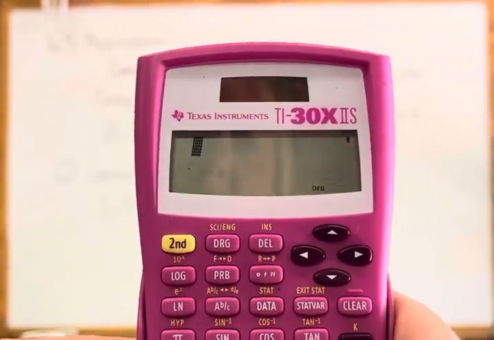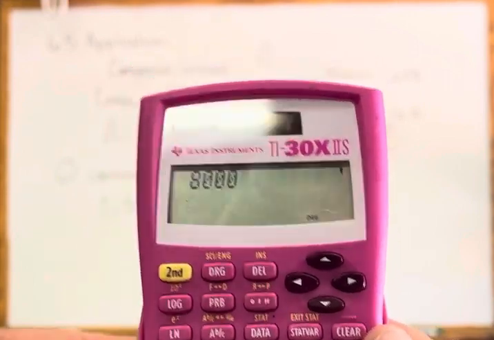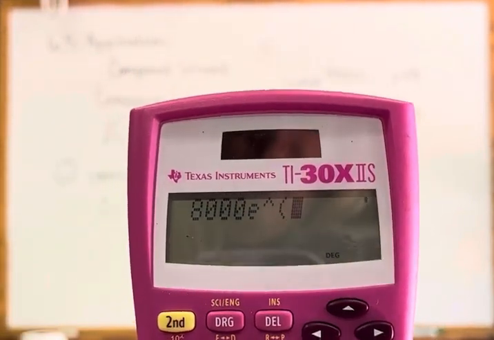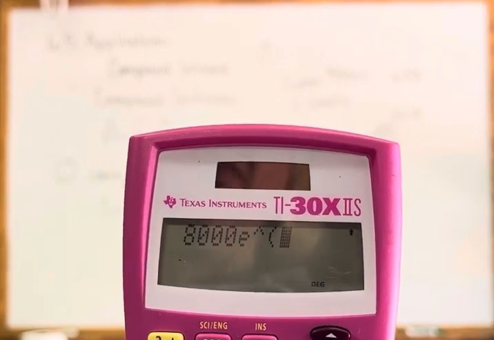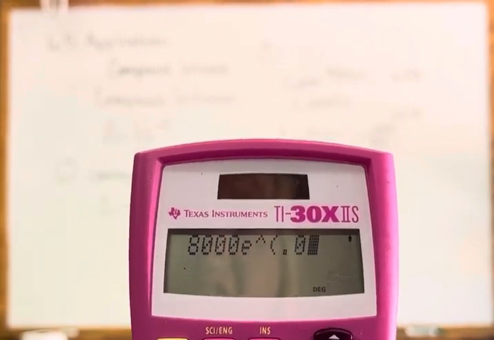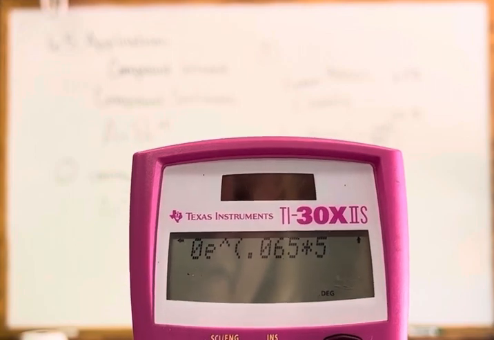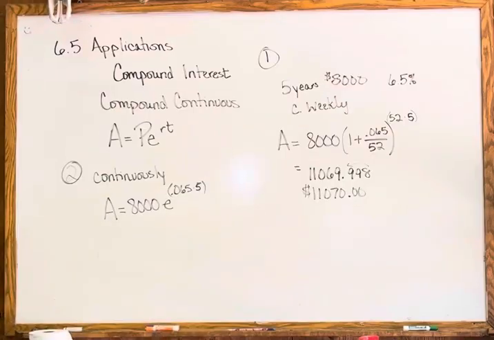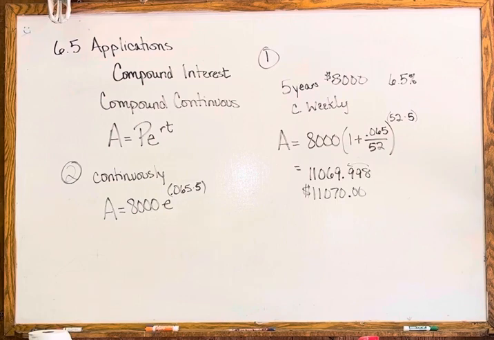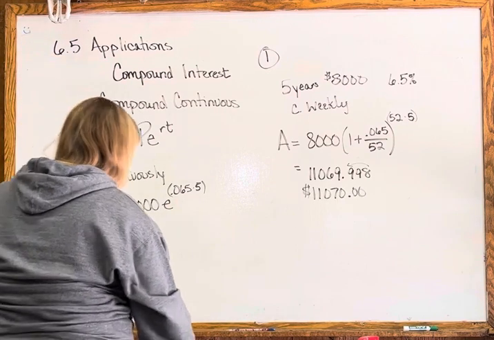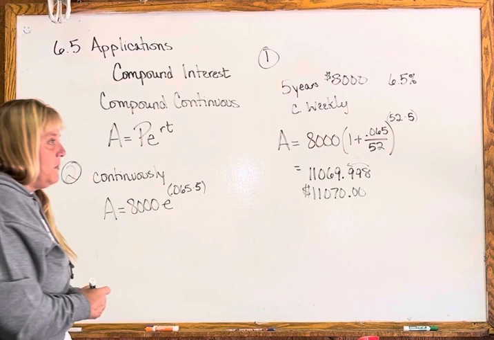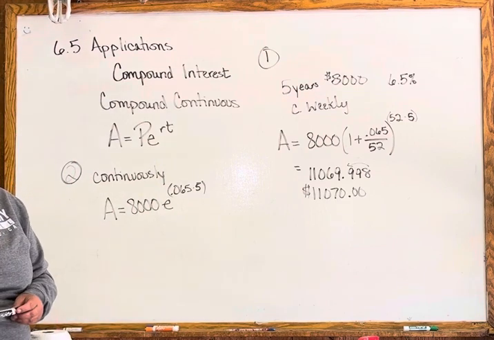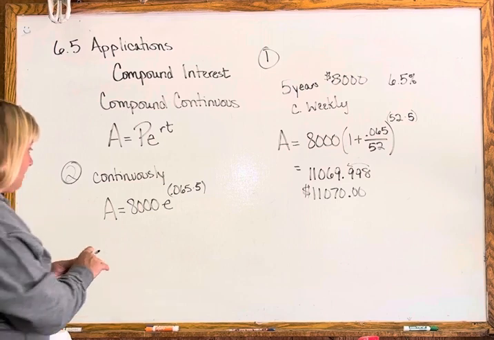So we go 8,000, and we go second e. And notice that it gives you that parenthesis. Then we go 0.065 times 5 and close it. Okay, now, as you look at the answer there, it's not like it's a huge big difference, but that's because we only started with 8,000. If we started with $8 million, the continuous would really be a difference.